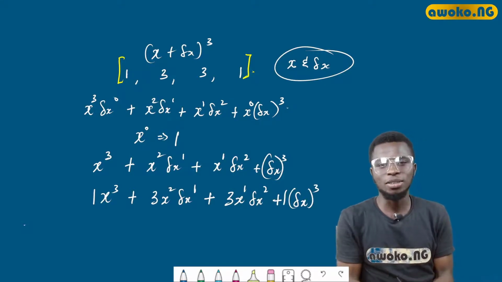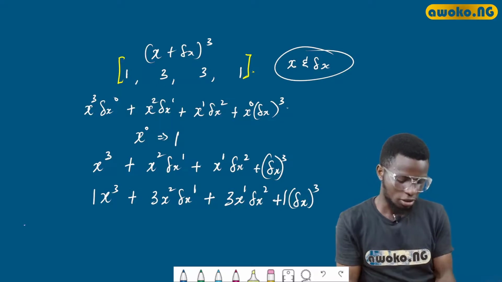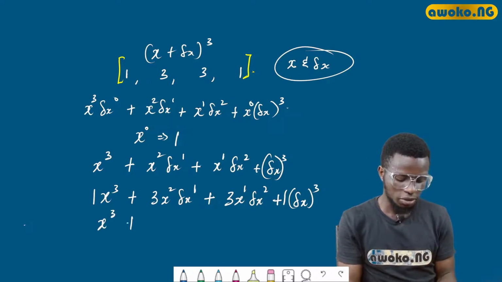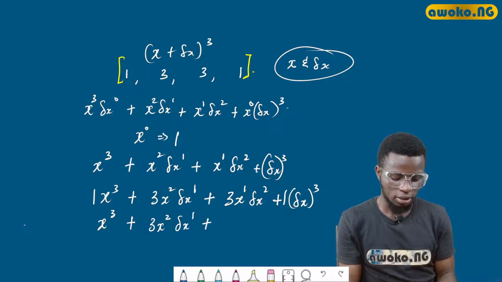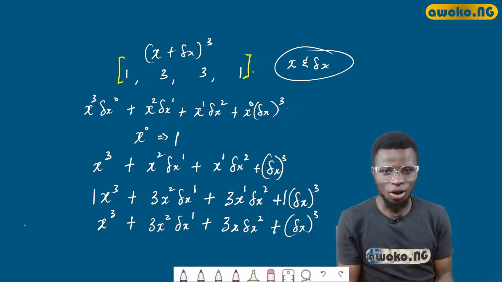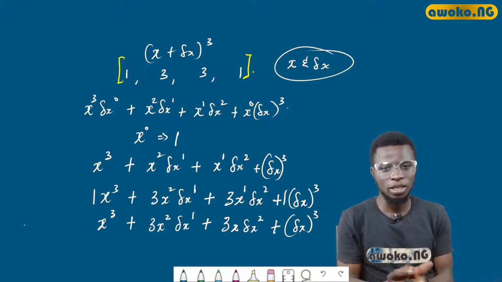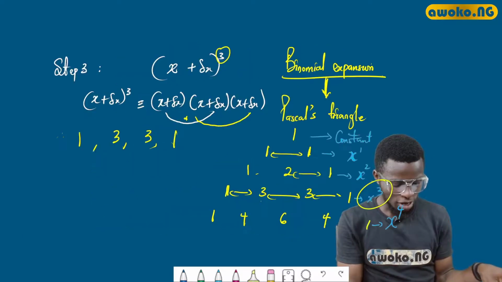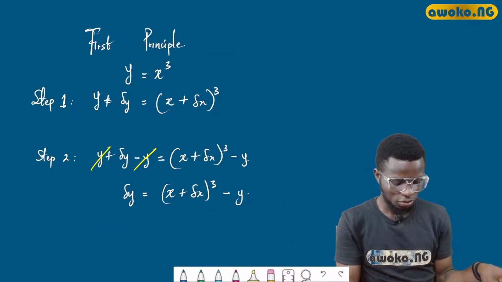And since anything multiplied by 1 is still that particular thing, we have x raised to the power of 3 plus 3x squared dx raised to the power of 1 plus 3x dx raised to the power of 2 plus dx raised to the power of 3. This is not our focus. We just use binomial expansion to expand our term. So let's go to the initial problem.